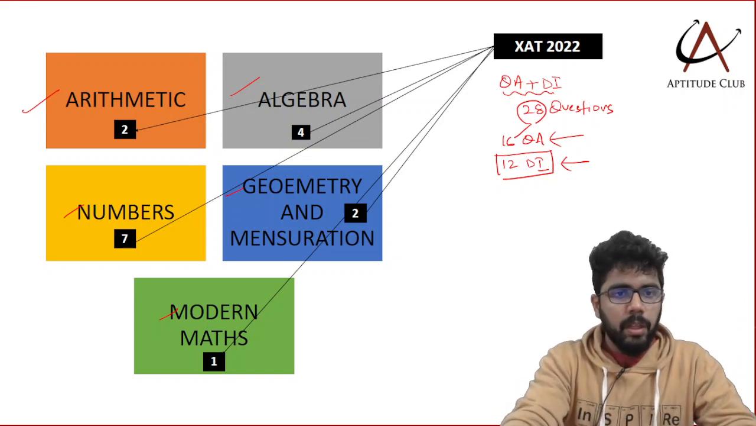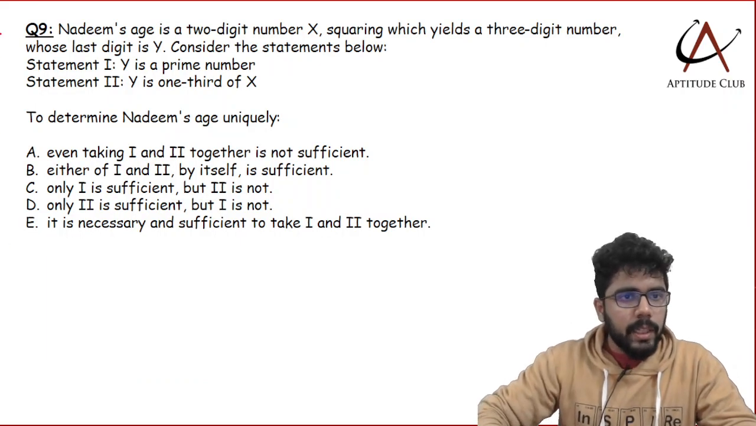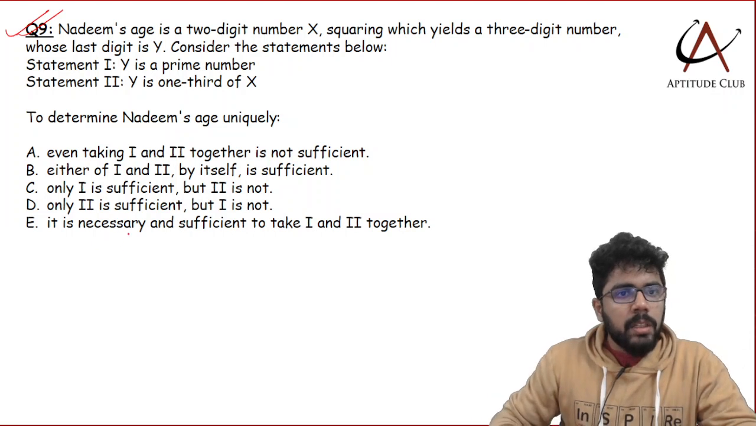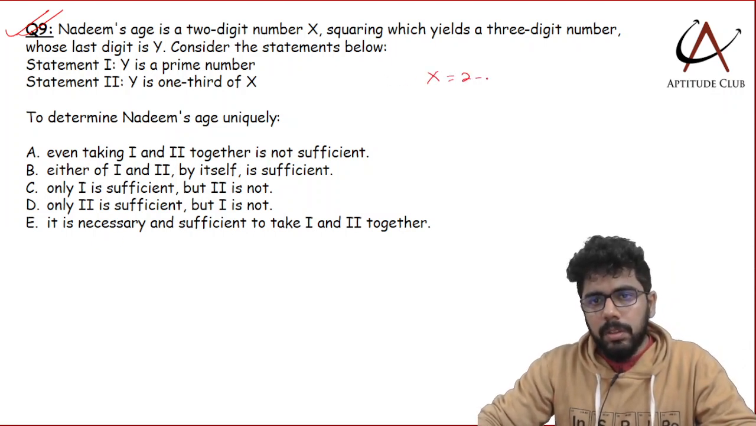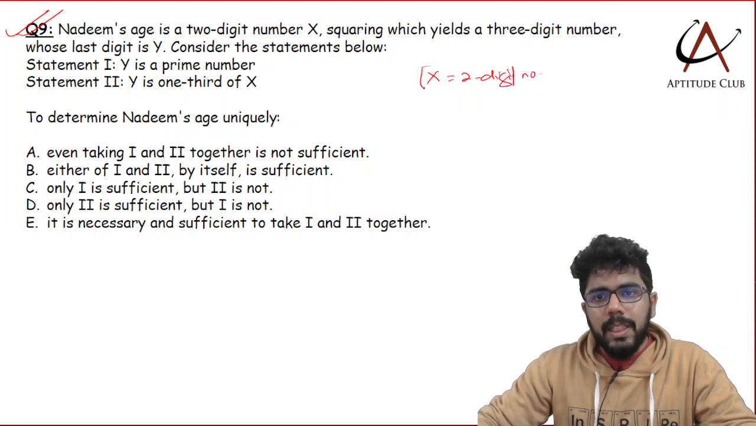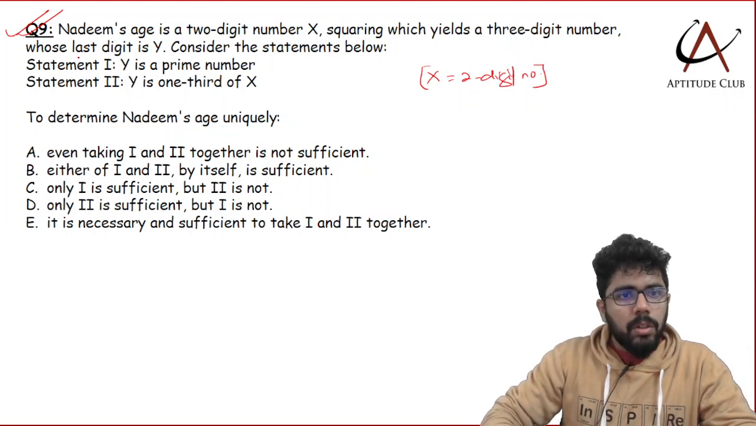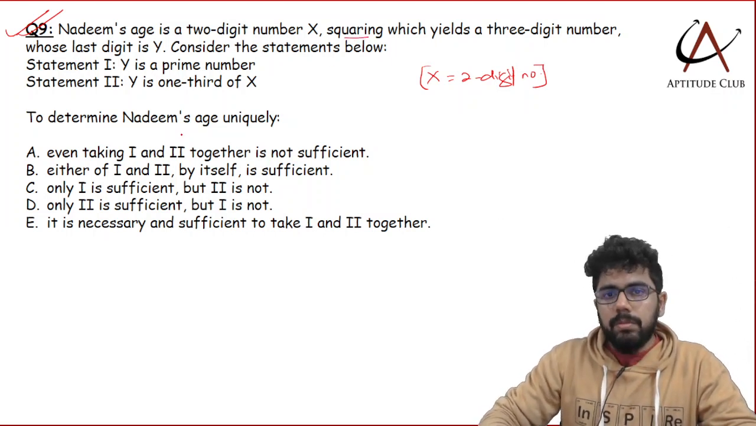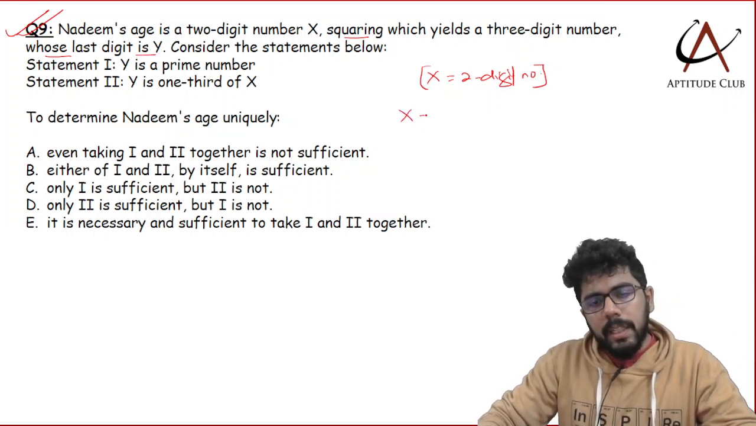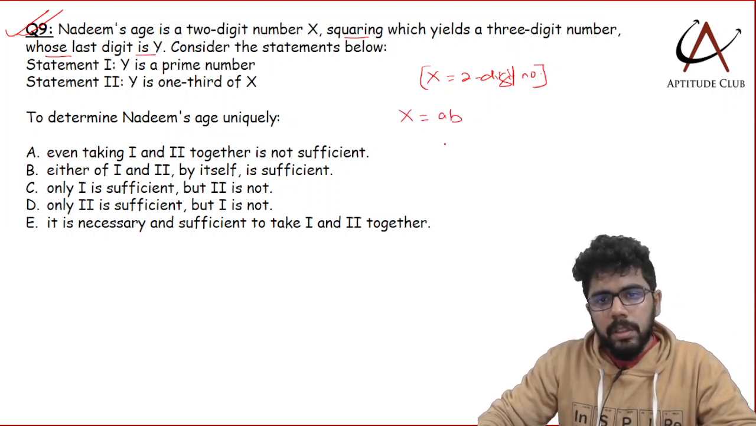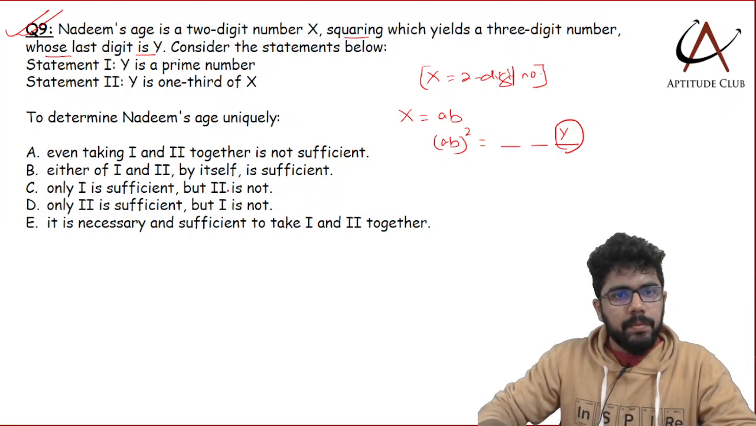All right, this is a data sufficiency question. Nadim's age is a 2-digit number x, which yields a 3-digit number when squared, whose last digit is y. So let us say x is a 2-digit number ab, and ab squared is a 3-digit number whose last digit is y. This is given.